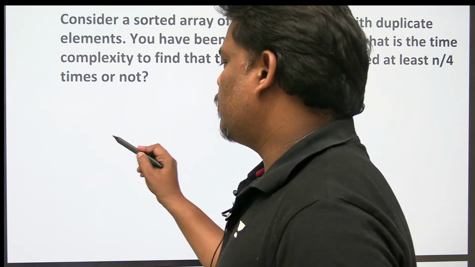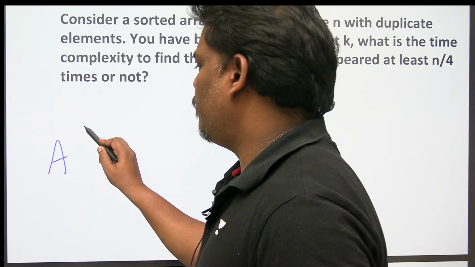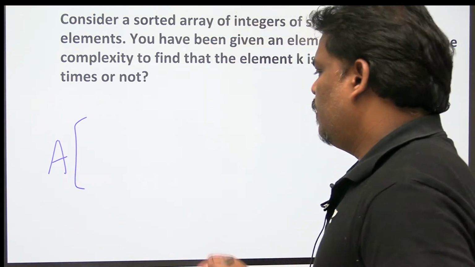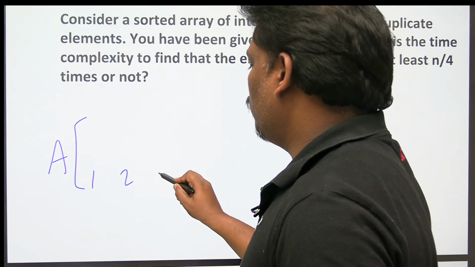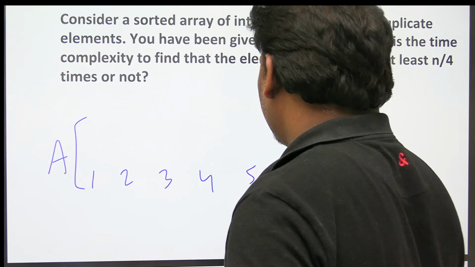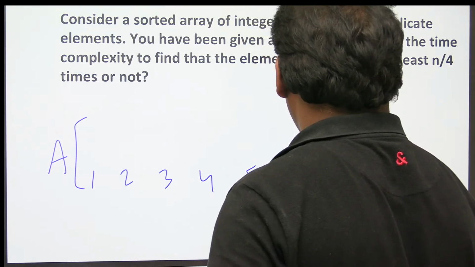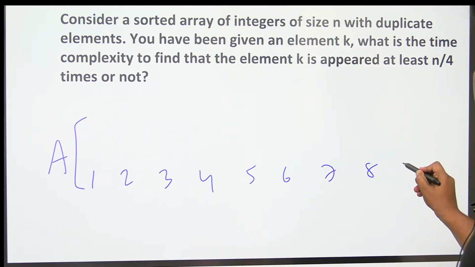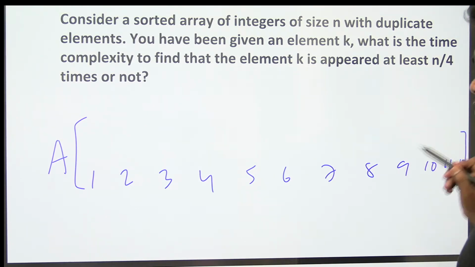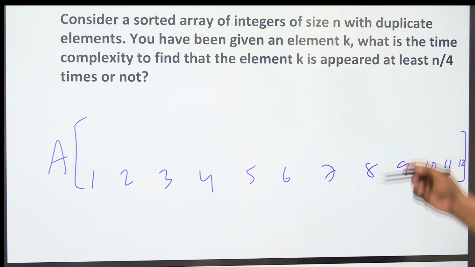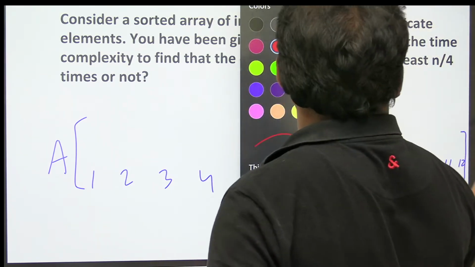See this one array. Let's see the indexes: 1 2 3 4 5 6 7 8, next 9 10 11 12. Let's take 12 elements. Array A contains 12 elements. What is 12 by 4? 3. So one element should be repeating in the sorted array a minimum of 3 times.